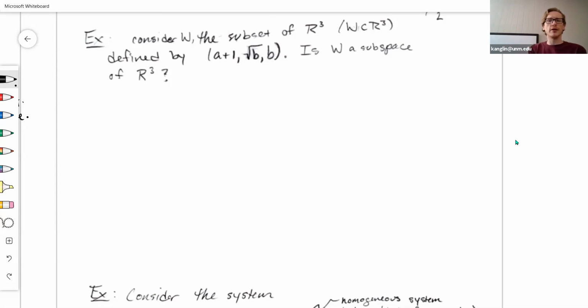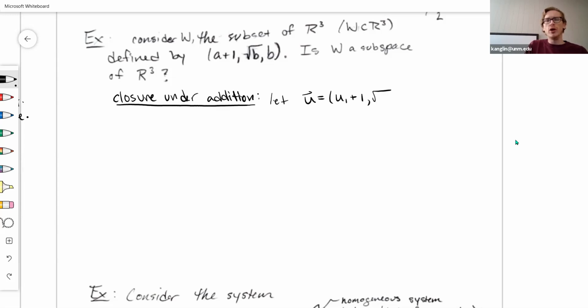So let's check closure under addition. To do this, let's set it up. Let u and v be vectors in this subset, so they have to have this form. I'm going to say the form is u1 plus 1, root of u2, comma u2. This is the same form as this.